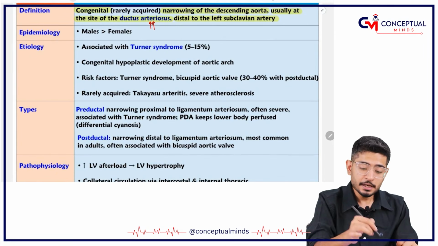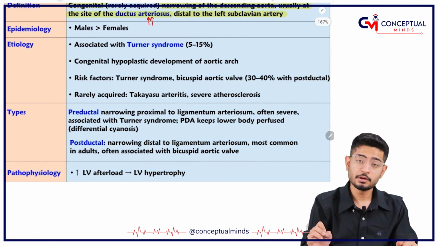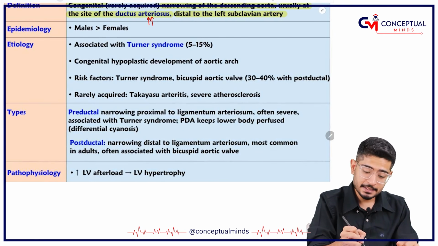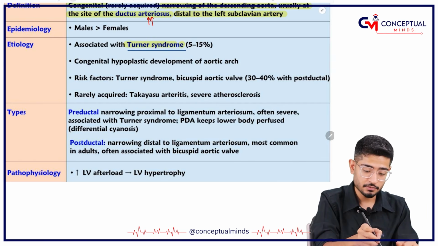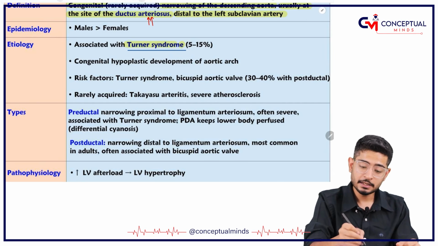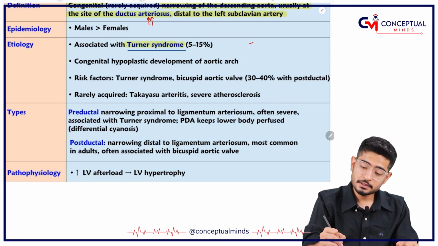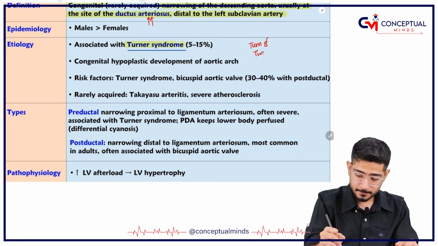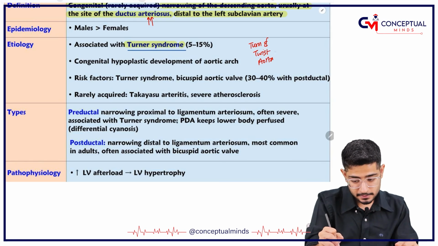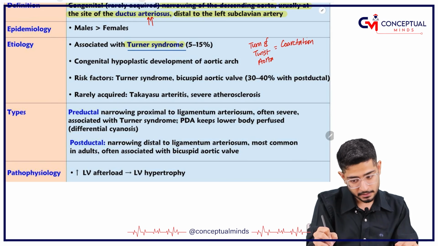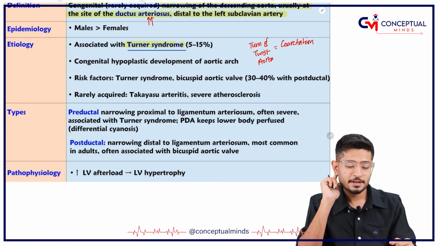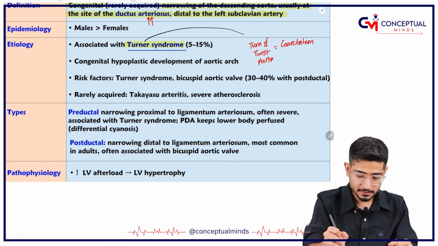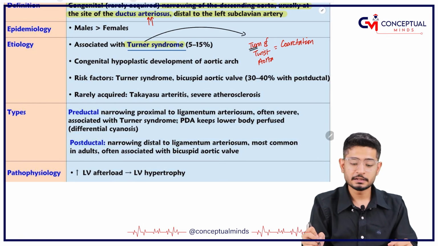Now coarctation of aorta is seen in Turner syndrome. How to remember that? Just remember that if I turn and twist the aorta, this is going to cause coarctation, so there will be narrowing. This is how you can remember that it is associated with Turner syndrome.